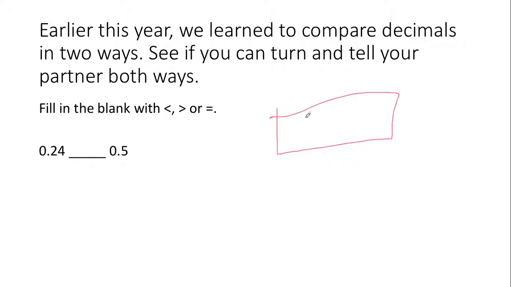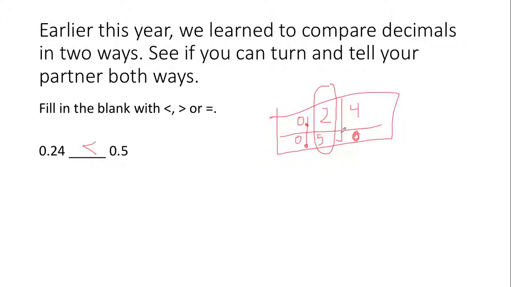We do line them up, right? 0.24, 0.5, and one way is to look in the place to the left, the biggest place, because it has the highest value, and this has more tenths than this one, right? Another way is to add a 0 and to say that 50 hundredths is bigger than 24 hundredths, right?